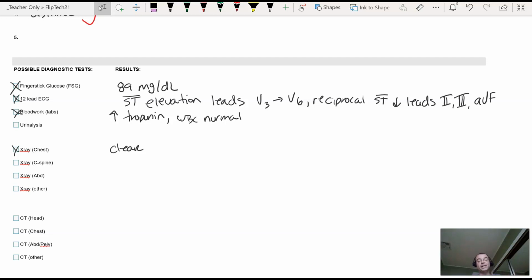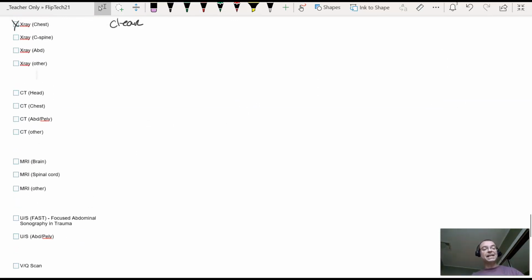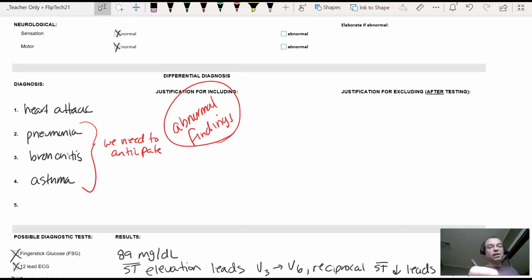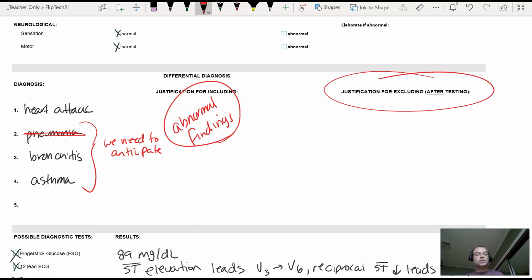That's screaming MI, actually. Blood work is positive for cardiac troponin, and that's elevated, and the white blood cell count is normal. Chest x-ray is clear. Okay, that's it for the diagnostics. So now we can actually go back and cross off pneumonia because the chest x-ray is clear, and they would put it over here, justification for excluding. The chest x-ray is clear, white blood cell count is normal, and they're afebrile.